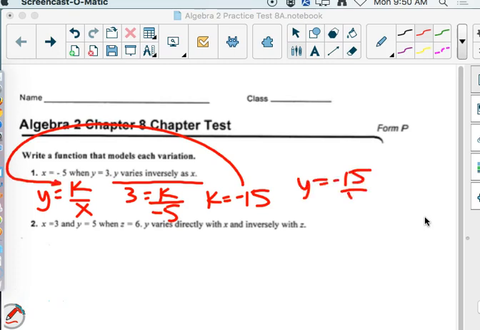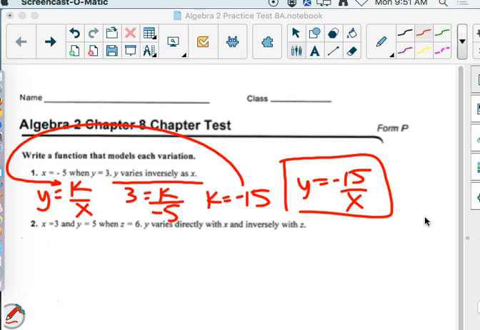Happens every time we take this test. Yes, you did most of the work. You found k. That was your job. But we have to put it back in there because we want an equation where it says y varies inversely as x. So if that's the only one that we do division for, everything else is multiplication.